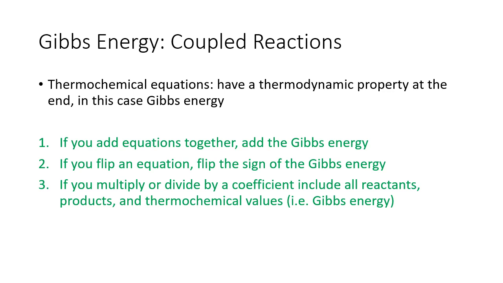Number 1, if you add equations together, add up the Gibbs energy. If you flip an equation, flip the sign of the Gibbs energy, or the enthalpy or the entropy, whatever, flip it. If you multiply or divide by a coefficient, include all reactants and products and thermochemical values. So if I were to divide everything by 2, I would also divide the Gibbs energy by 2.